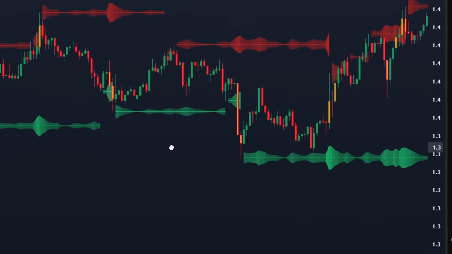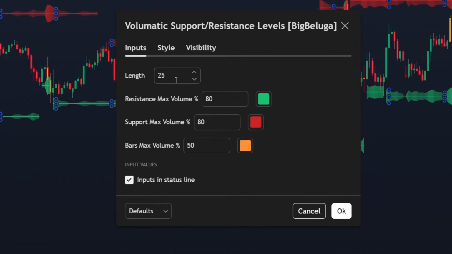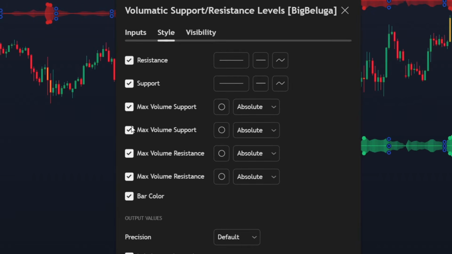Before we trade with it, let's quickly set it up. Open the settings from here and go to the Inputs tab. Change the length to 100. The resistance max volume percent and support max volume percent are set to 80 by default, but I lower them to 50 so the indicator picks up more zones and gives more potential setups. The bar's max volume percent controls when candles turn orange, and I leave it as is.